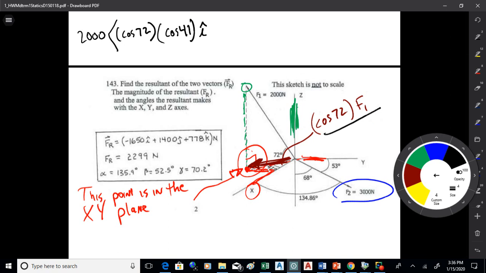So we good with that? We got any questions on that? Okay. So once down into the xy plane with the 72-degree angle, then the 41-degree angle gets you onto the x-axis. Okay.